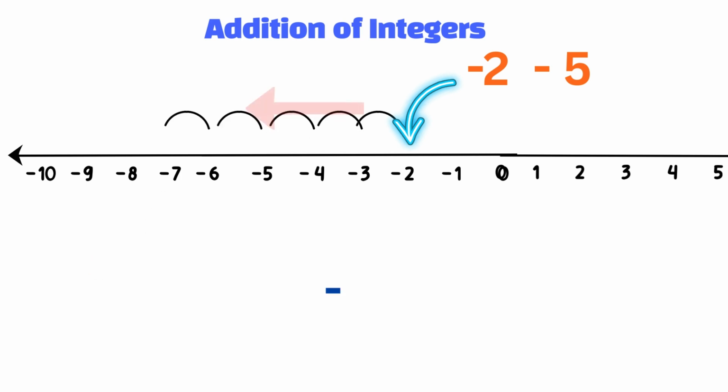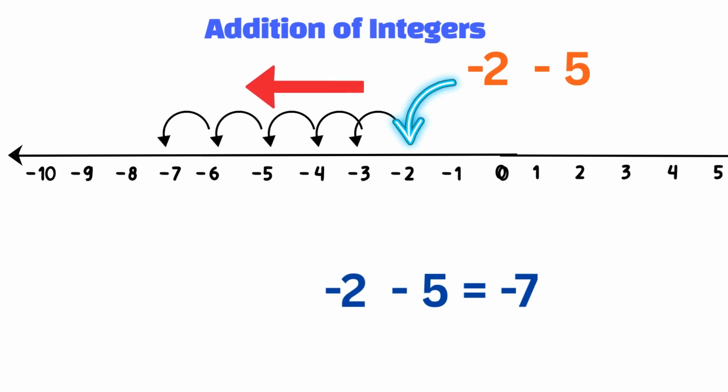So when we add negative 2 to negative 5, we go 7 steps left on the number line. And our answer is negative 7.